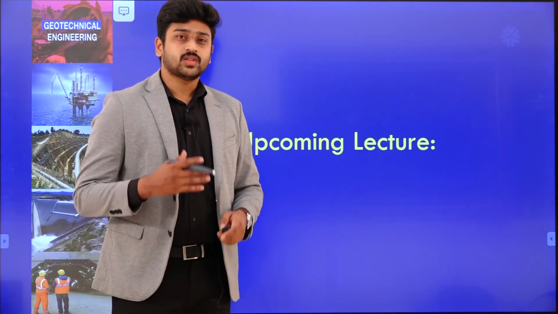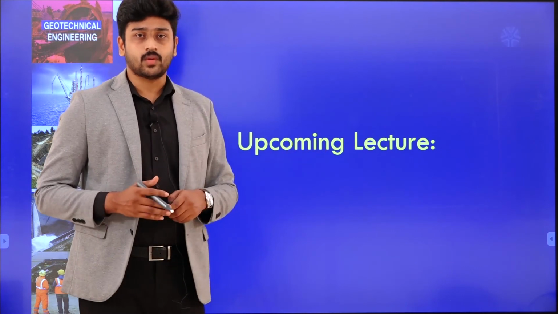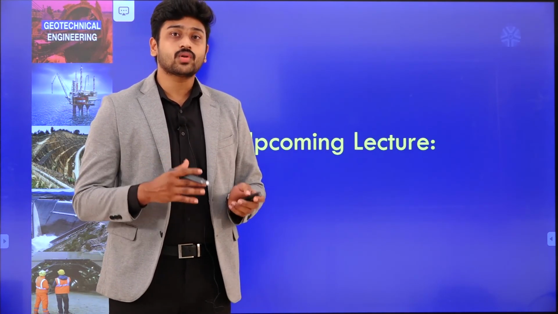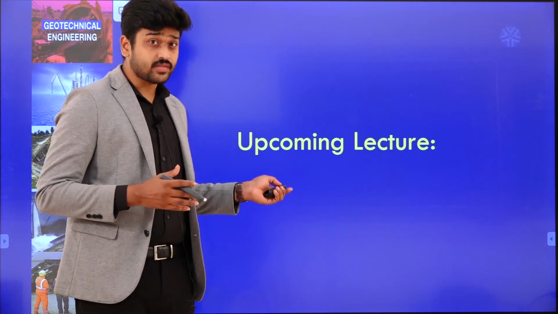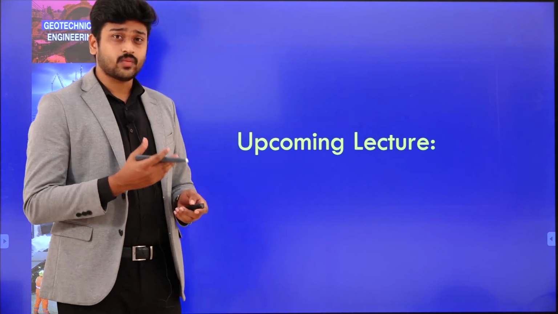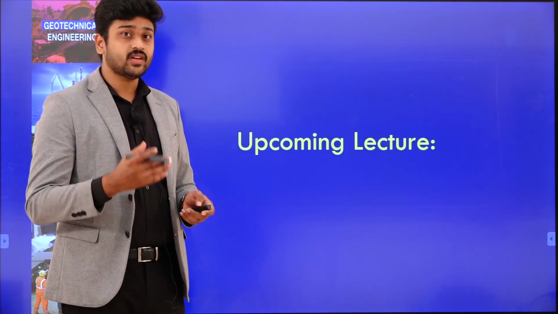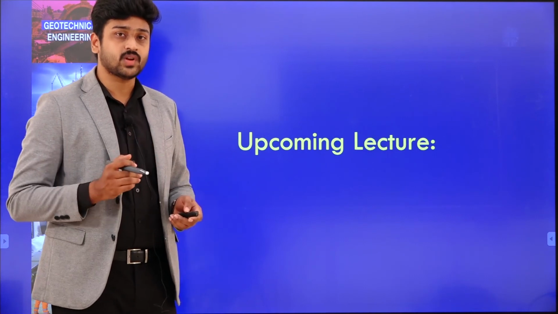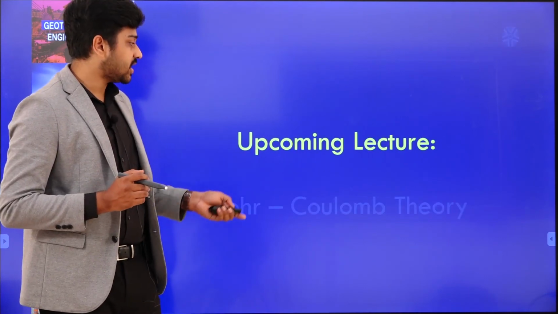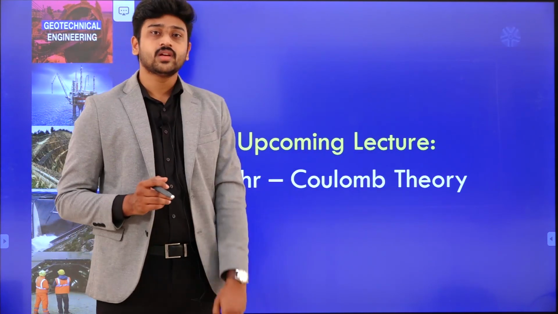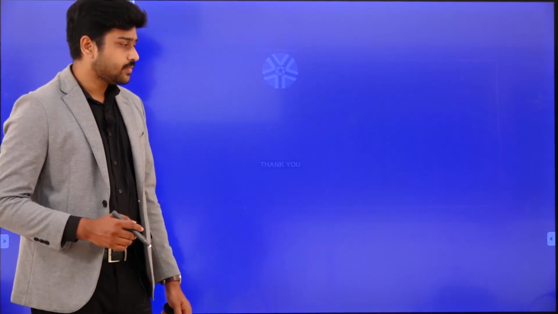Okay. So, this is how we solve the problems. In the upcoming lecture, we will try to understand the Mohr-Coulomb theory, as we have discussed in one problem in session number 2, where tau is equal to C plus sigma tan phi. We will understand how this particular equation has been obtained. So, that we will understand by the Mohr-Coulomb theory. Okay. So, that is it for today.